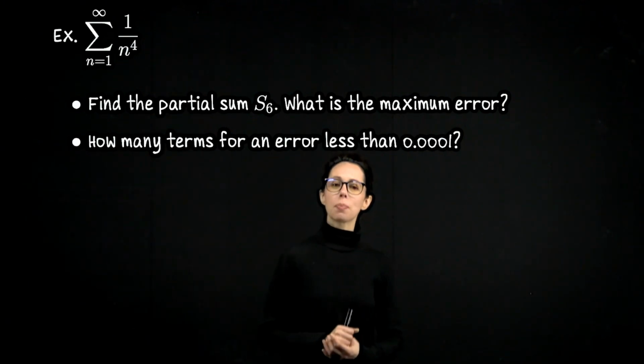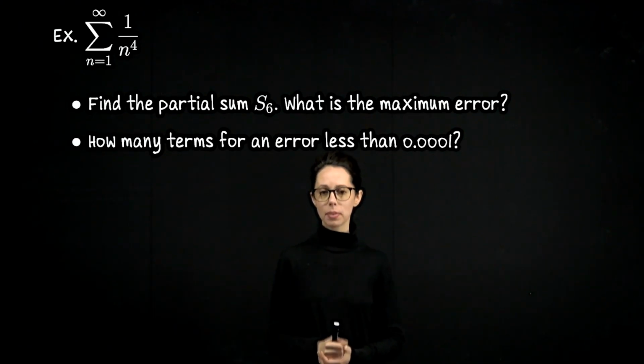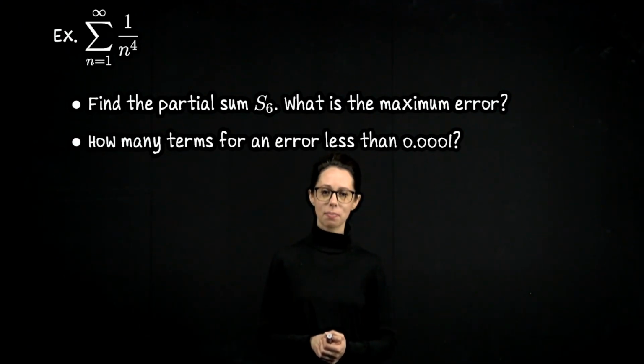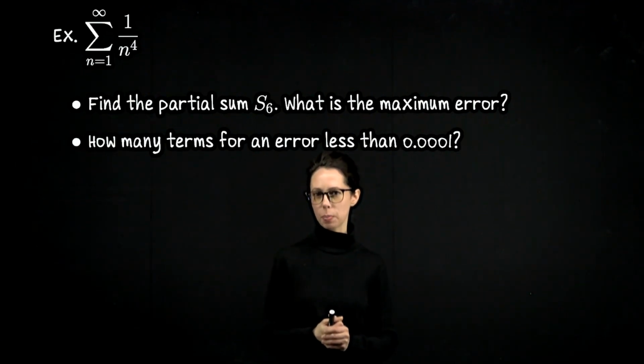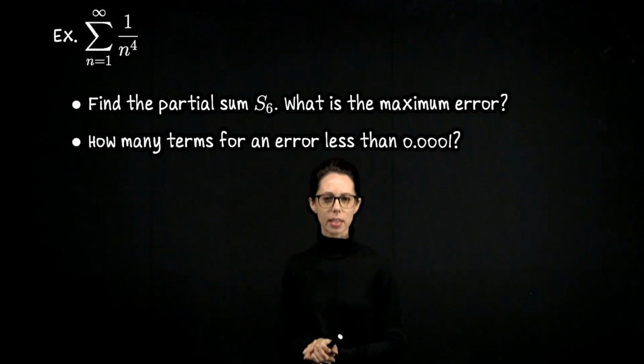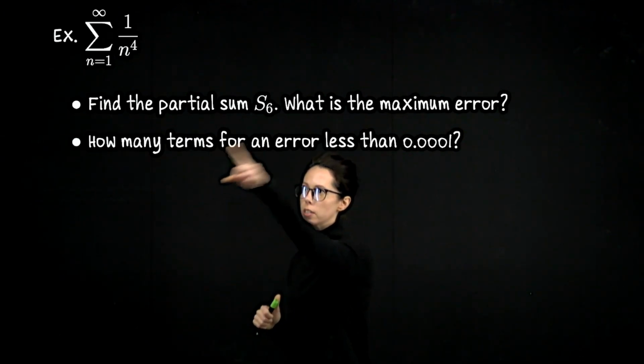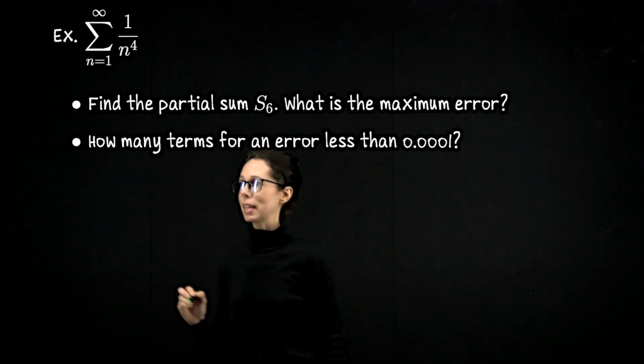I call this a convergent p-series because it has the form of a p-series where the exponent p is 4. Since 4 is greater than 1, we know this converges. Unlike a geometric series, though, we don't have a closed form expression for this particular p-series, at least not one that I know. So a p-series is something that's not easy to add up. Let's estimate it with a partial sum. So first, let's find the partial sum s_6.